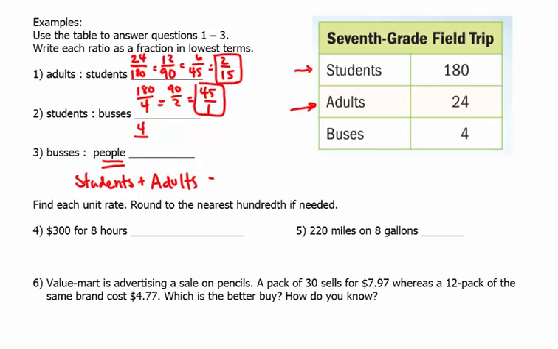So 180 plus 24 is 204 people. So there's 4 buses and 204 people. That's 4 over 204, which reduces to 2 over 102, and that can be reduced to 1 over 51. So I'm just doing that by finding a common number they both have in common and reducing it that way.